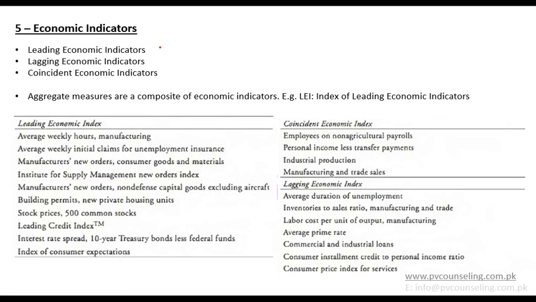And those indicators can be classified into three categories: leading, lagging, and coincident. Leading means those indicators which tell you about the future, what will happen in future. Capex is a leading indicator. Number of hours worked: as soon as the number of hours worked increases, it will be either coincident or leading, because if hours are being worked today, then future production will be high.